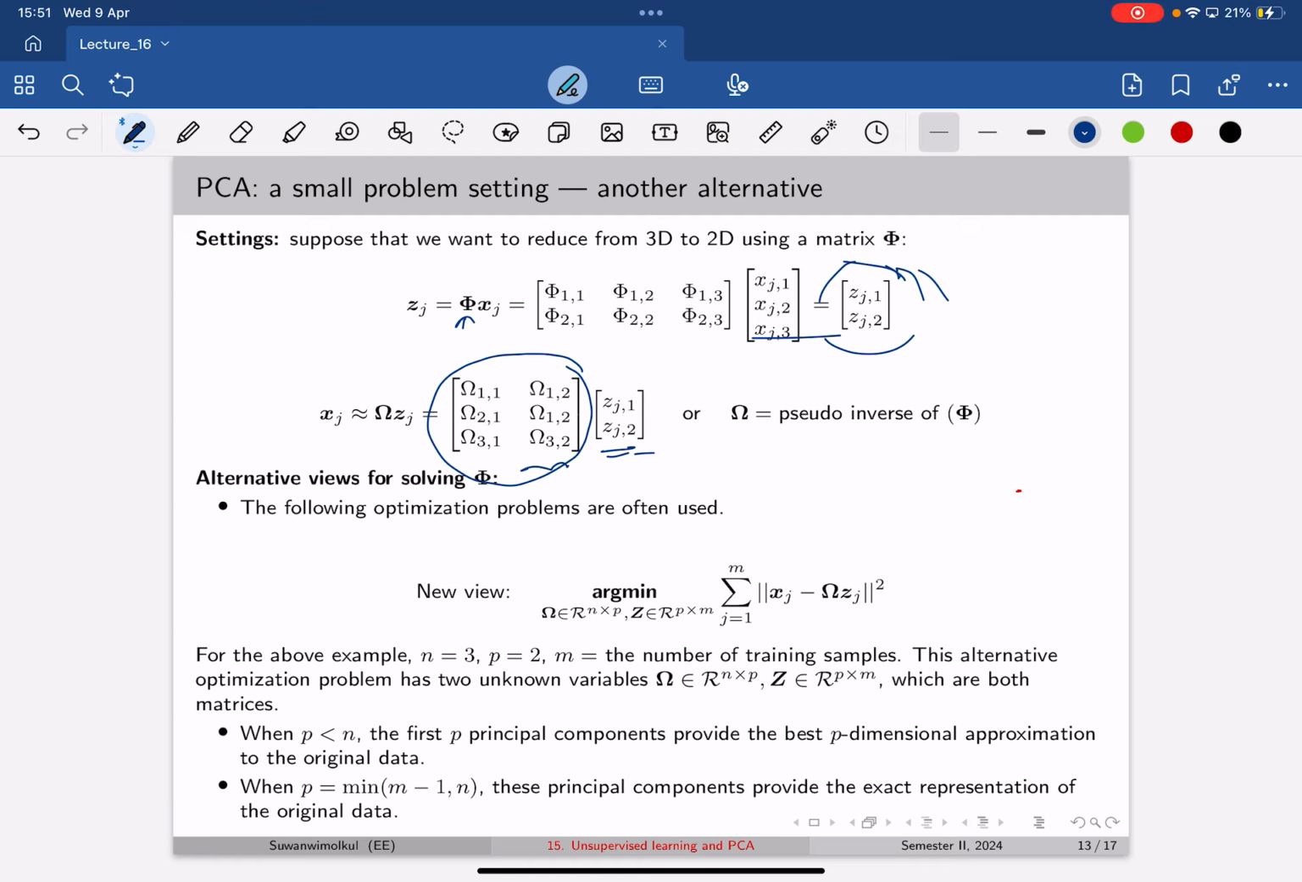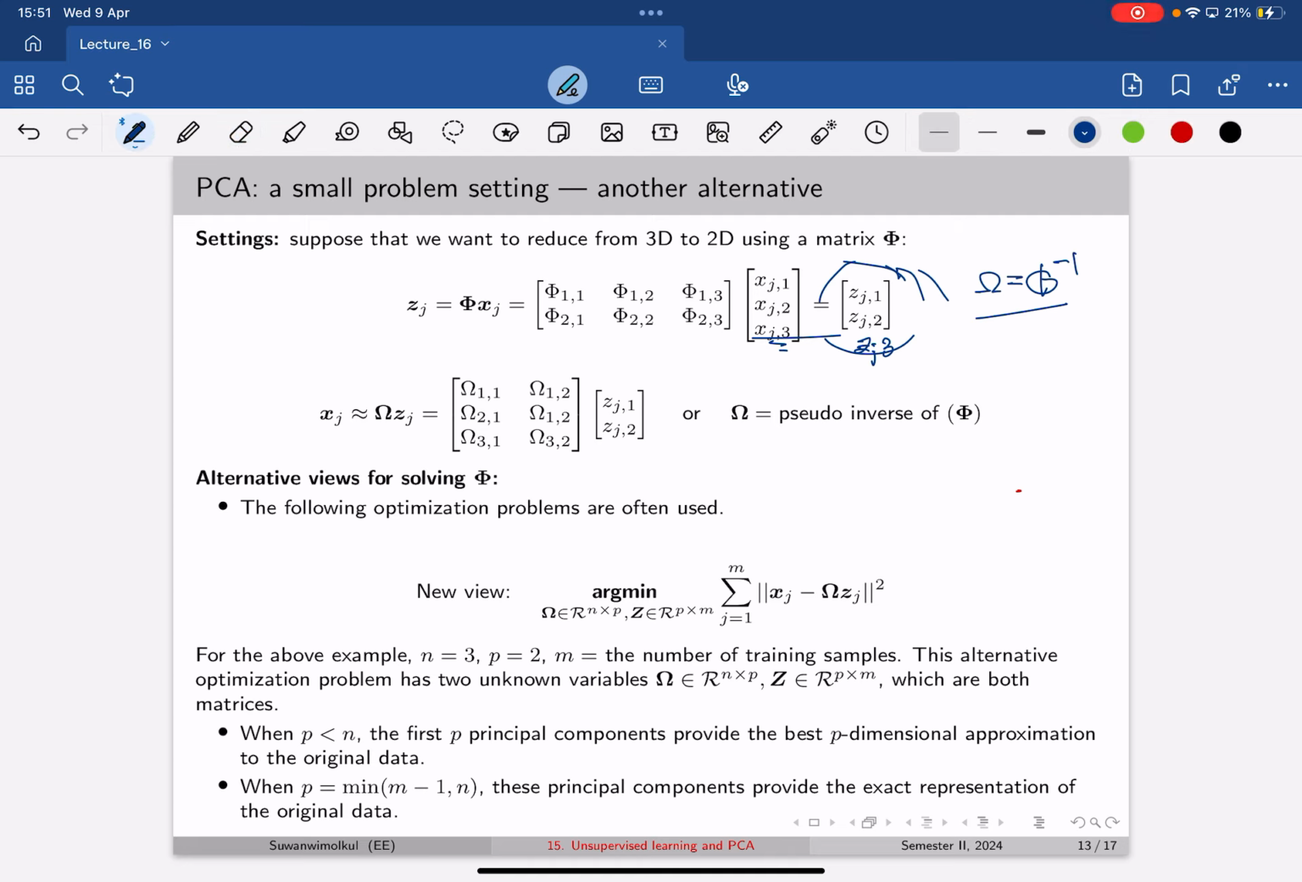So you can imagine that if this phi matrix is an n times n matrix, or in other words, you didn't do any reduction, the phi rows equal the number of features, and you make the projection that gives the same size of feature. That means your omega matrix will eventually be a proper inversion of that phi matrix. But if the size is not n times n, then you have to do the pseudo inverse.